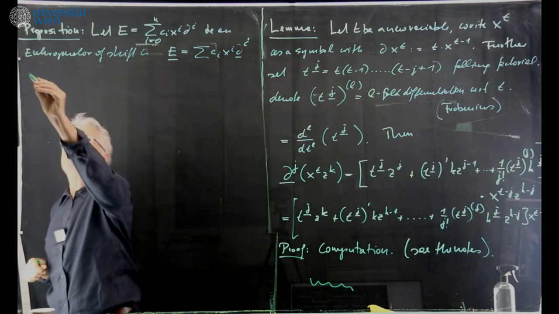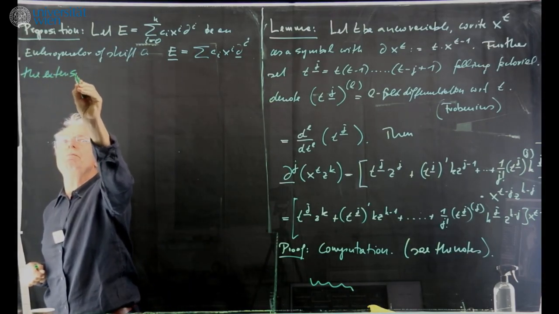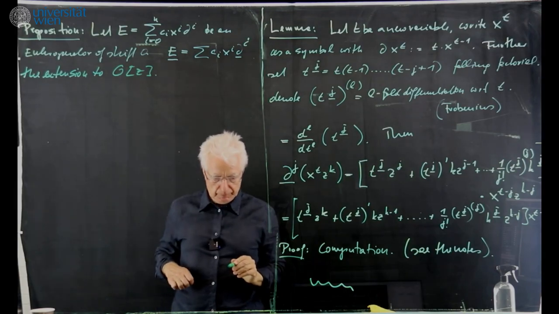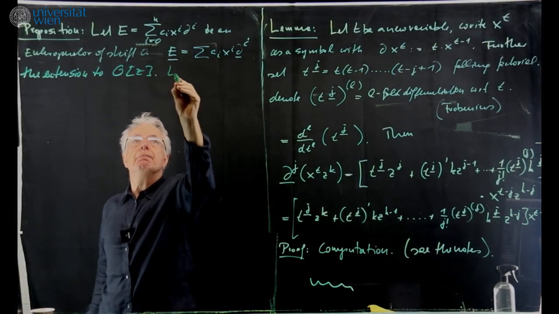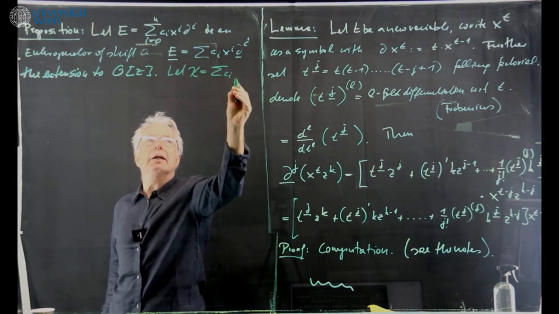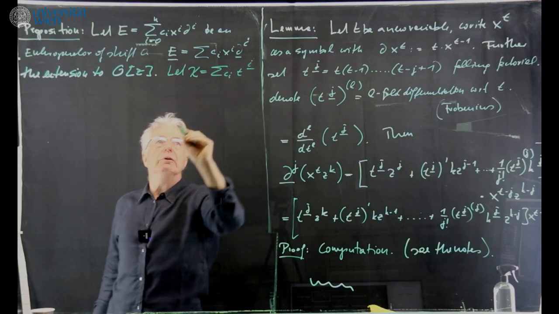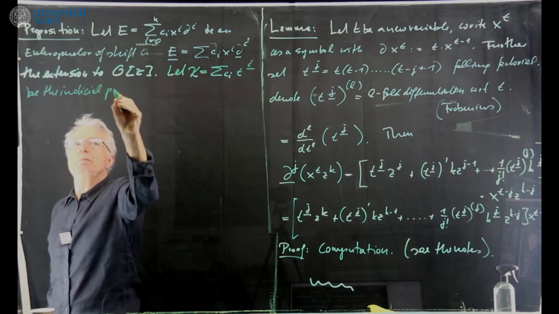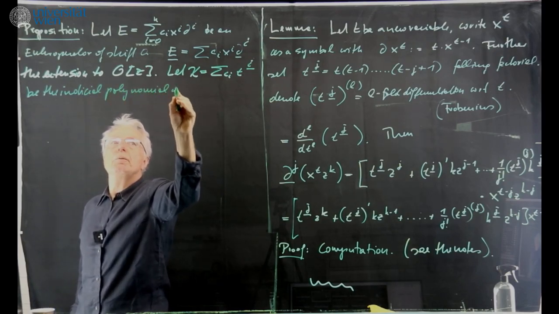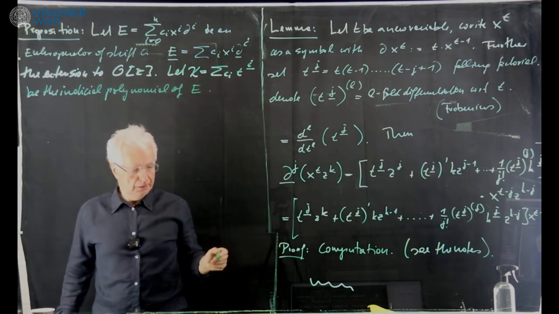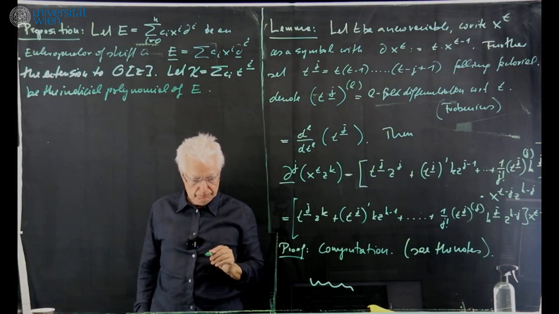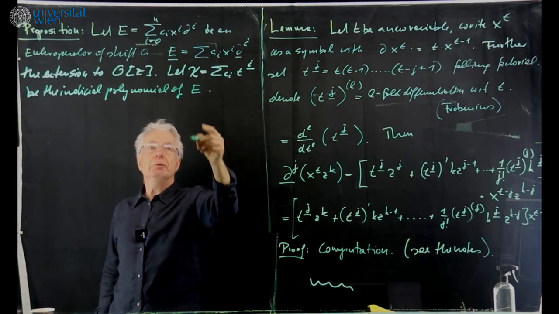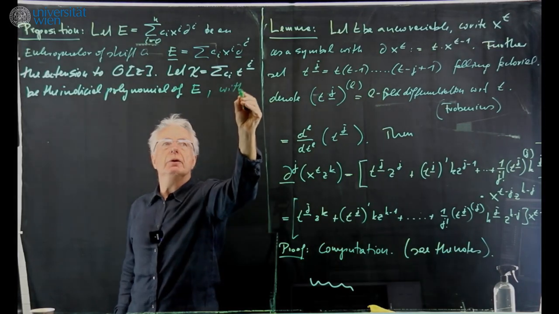So this is the extension to O adjoint Z. Then we have the initial polynomial. Let chi equal the sum of c_i t to the i falling factorial be the initial polynomial of E. And of course, this is a polynomial in t. We can also derive it with respect to t with derivatives.